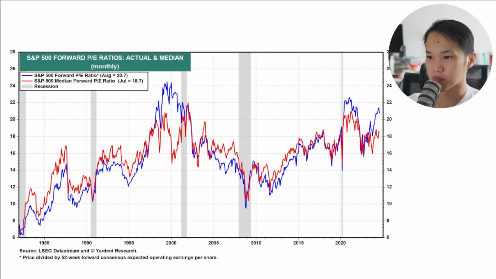This is forward PE. I showed this chart before. You can see that right now it's around 20. So 1/20, the earnings yield is around 5%, compared to much lower PE in the past. Let's say if you look at 1985, it's much lower. You need to remember the difference in transaction cost. The net returns may not be that different.